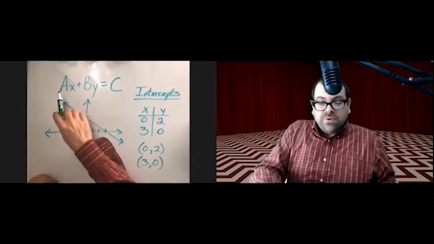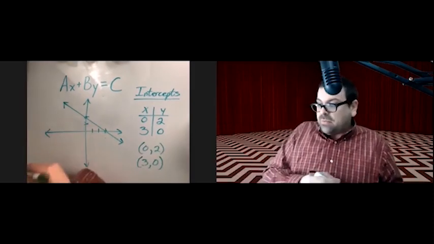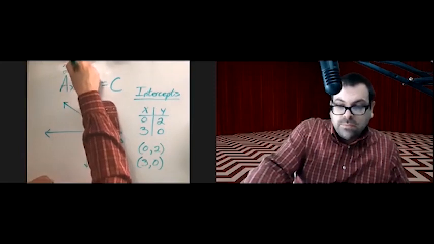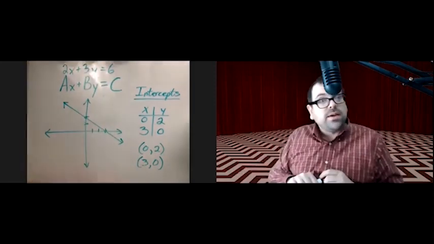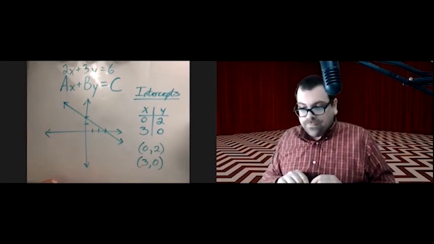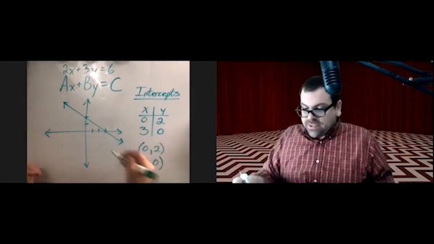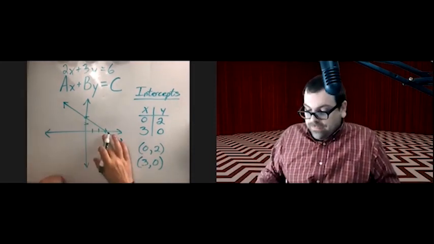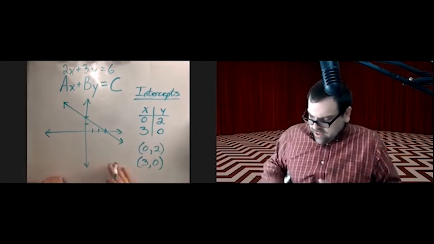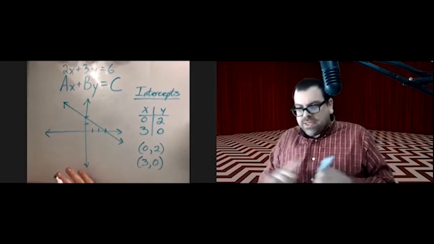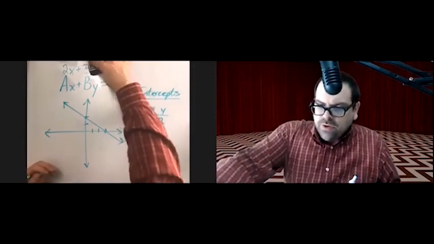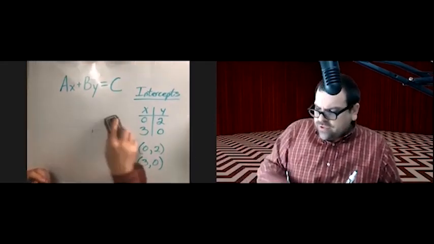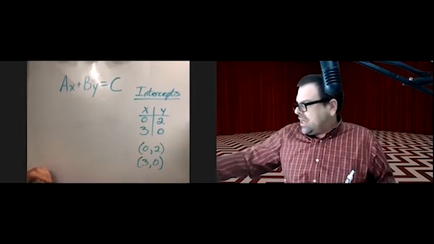When we have real numbers for A, B, and C, in this case, remember we had 2x plus 3y equals 6, we can use the intercepts to get a point on the y-axis, get a point on the x-axis, and draw the line through. Now I'm going to show the other way, because I had said I'm going to prove to you that it is actually a line.